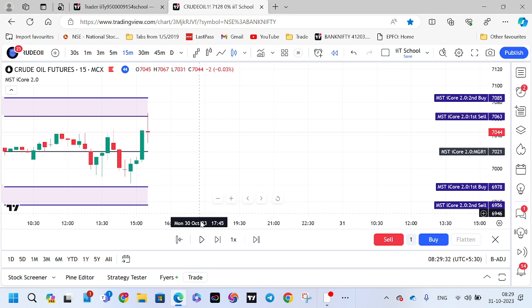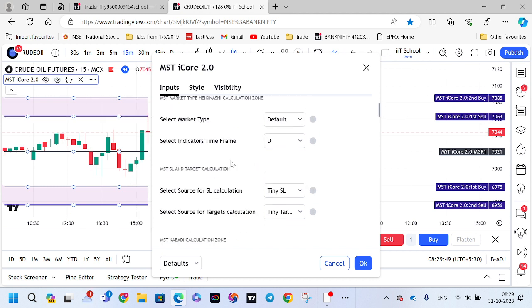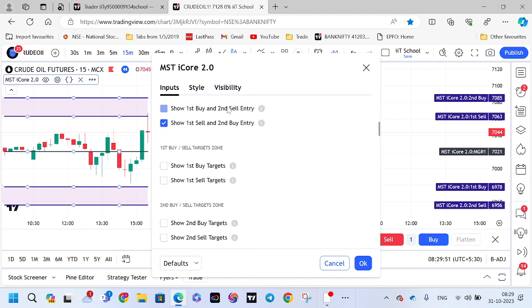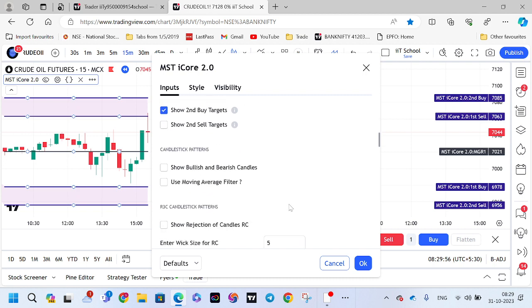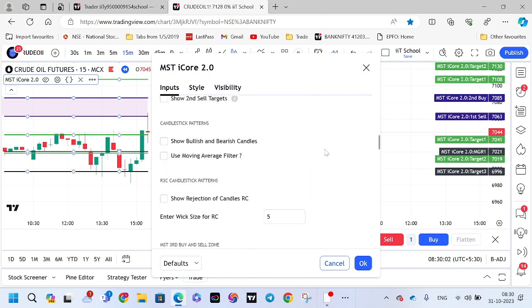Here sell activated. Since sell activated, what is the high made? Let us see, 7067, and our entry was 7063. So the 4 points we missed here have gone extra from our sell entry. Go to the indicator settings and enable the first sell targets and second buy targets. Why? If a sell hits, we have to go for the reversal entry. So we are strictly following that method.